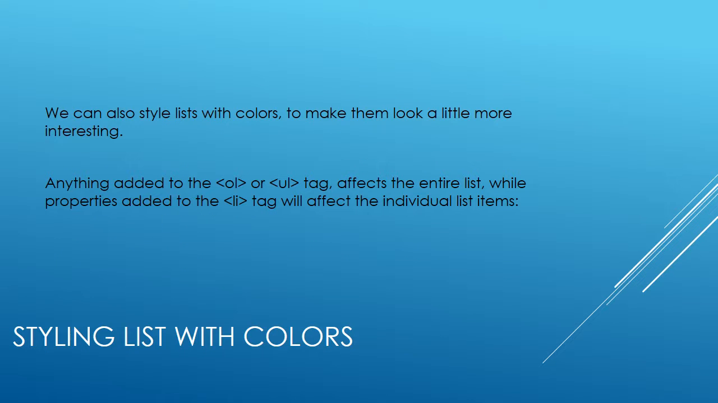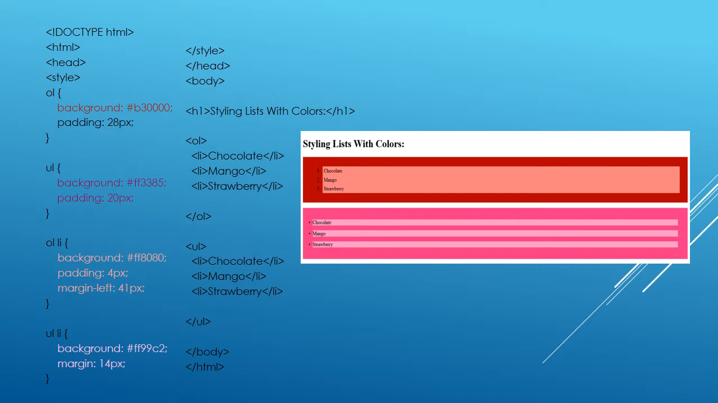We can also style lists with colors, to make them look a little more interesting. Anything added to the OL or UL tag affects the entire list, while properties added to the LI tag will affect the individual list items. Example of styling list with color.